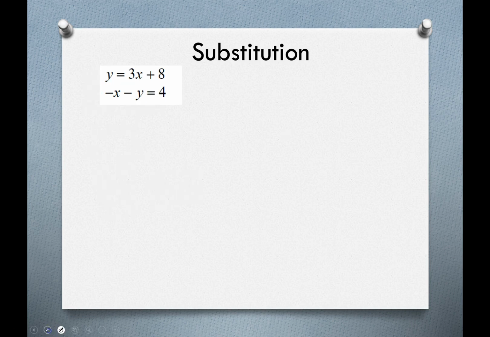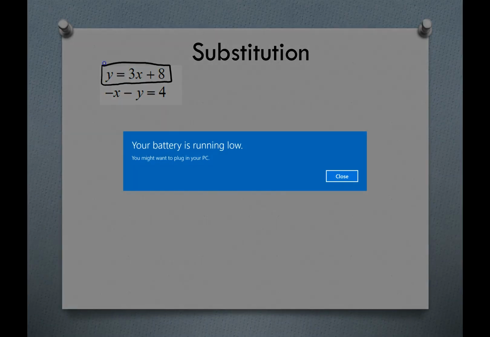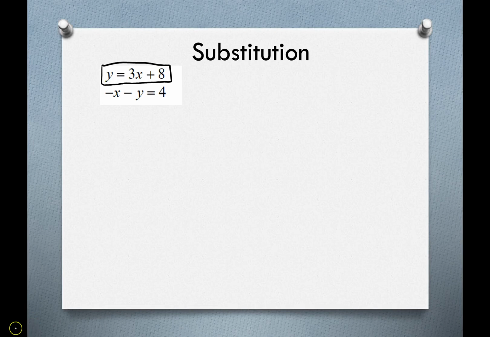All right, let's try to tackle another one. In this case, we're not given y equals a number, but we are given y equals something. And what I like to do is just simply highlight what y is. Y is this, and I like to draw an arrow going into where I'm going to put it. Because that's what y is, I'm putting it in for y.